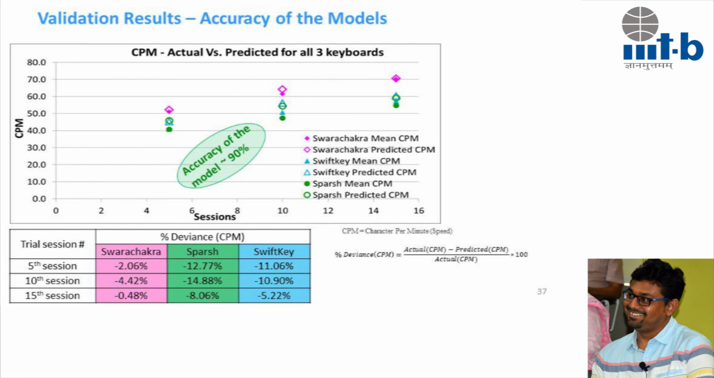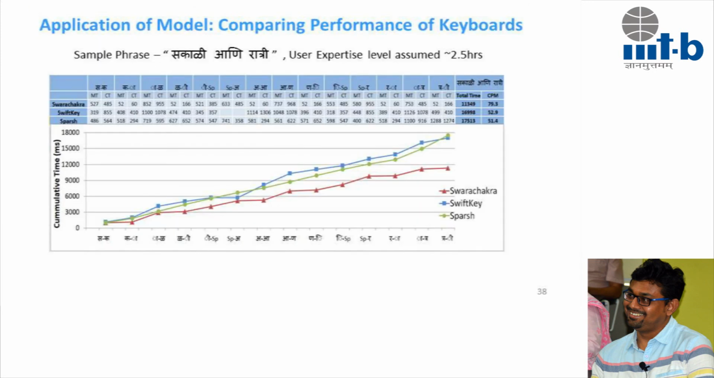So basically what this shows is your actual versus predicted for 3 different keyboards. You could see that the accuracy of the model came out to be approximately 90%, which means that for the few keyboards which we have tested, we were able to predict the speeds of any typing by any type of user approximately with 90% accuracy. We tried applying it back and see how it works.